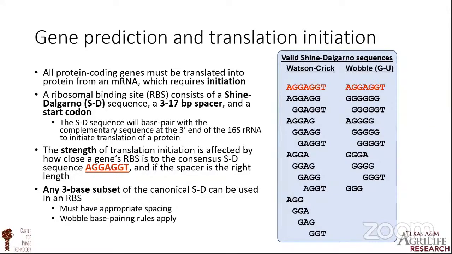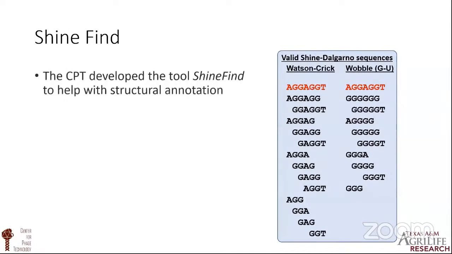On the left part of the column here, you can see all the valid Shine-Dalgarno sequences based on the normal Watson-Crick base pairing rules: the consensus Shine-Dalgarno sequence, and also valid subsets that could be used for translational starts. We have to keep in mind, though, that because translation actually occurs at the RNA level, wobble base pairing rules also apply as shown in the right column, where GU base pairs are a valid RNA base pair, allowing some variance in the Shine-Dalgarno sequence.